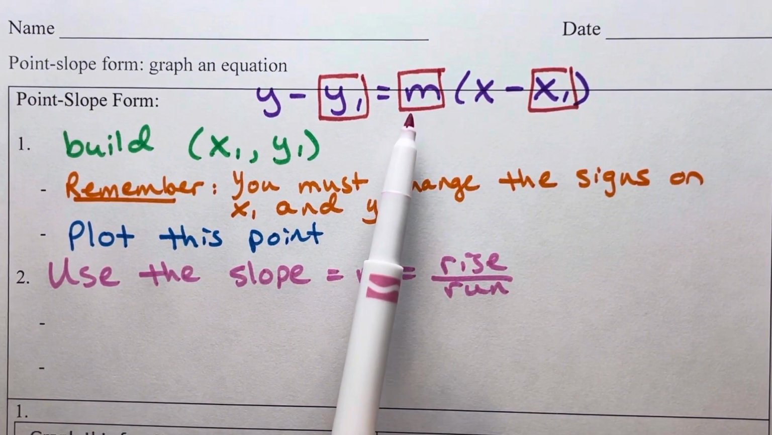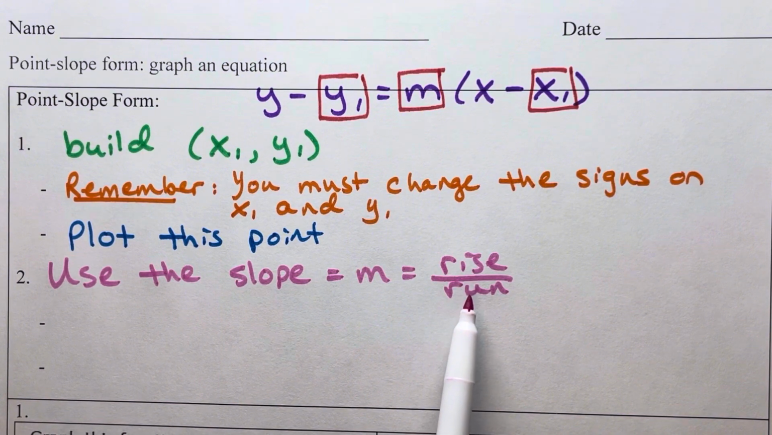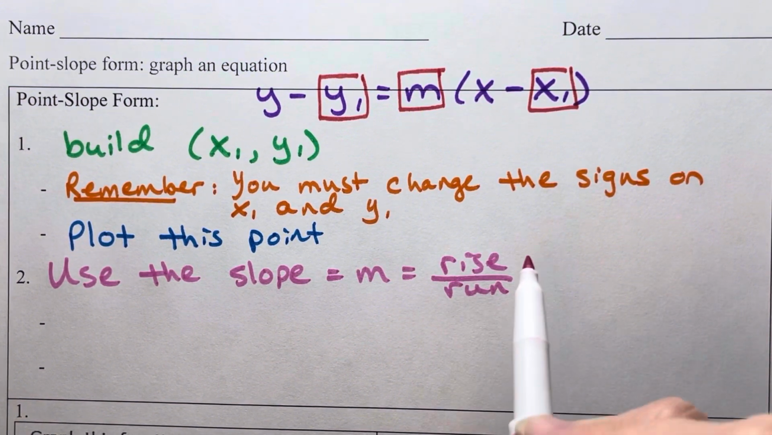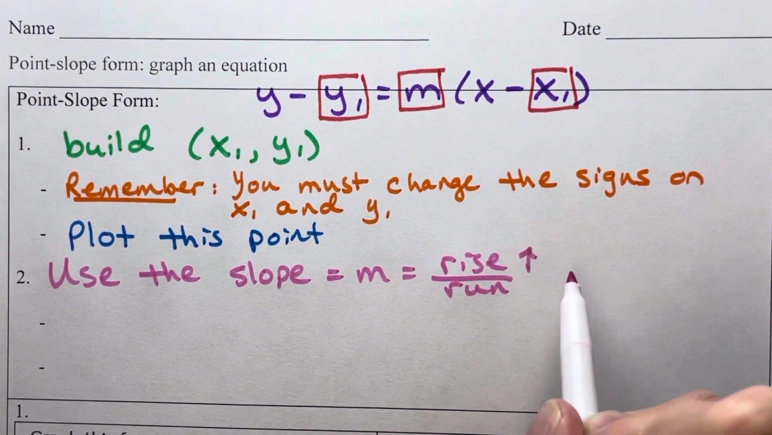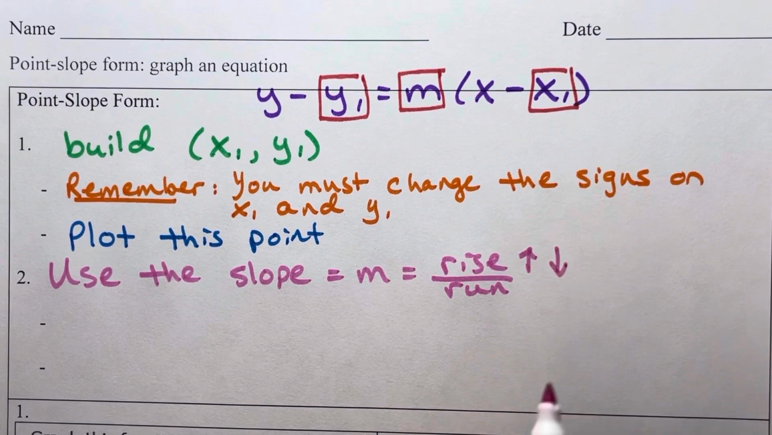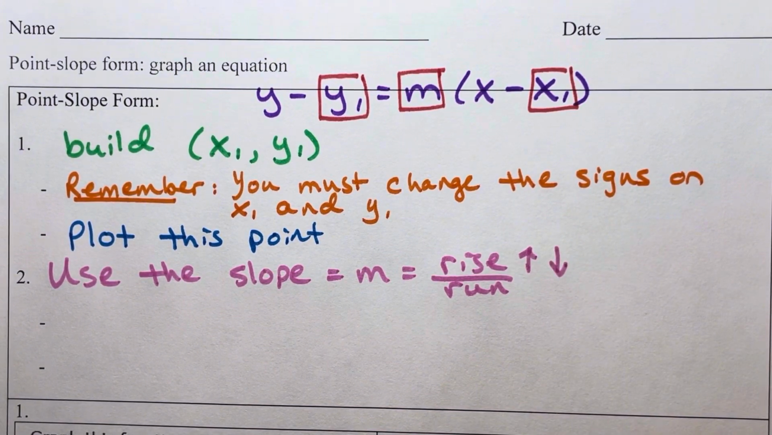And it is still the same rules of rise over run, where if your slope is positive, you move upward. If your slope is negative, you move downward. And when you are plotting, you still always move to the right.